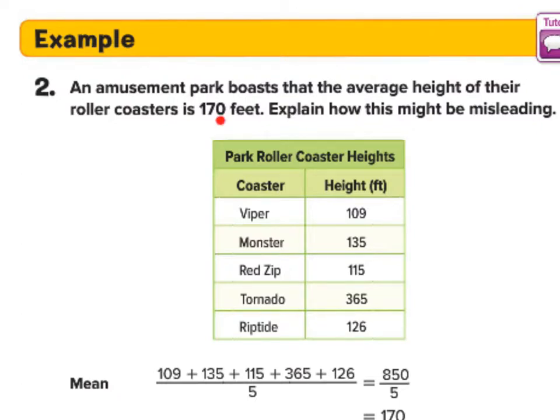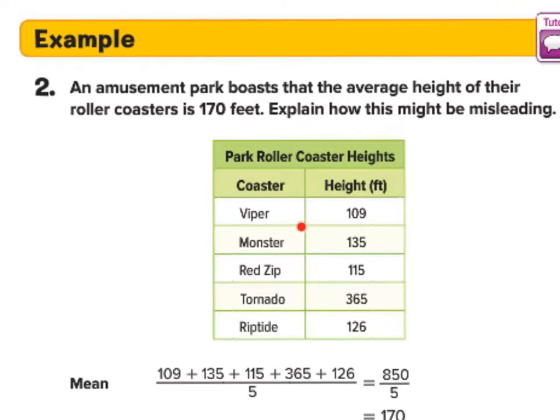So the average park roller coaster heights. Coaster, the Viper, is 109 feet. Monster, 135 feet. Red Zip, 115. Tornado, 365. Riptide, 126. So they'll boast that their average is 170, which makes everybody think, oh wow, they're around all the 170 mark, right? Or maybe 180, 165, around there.